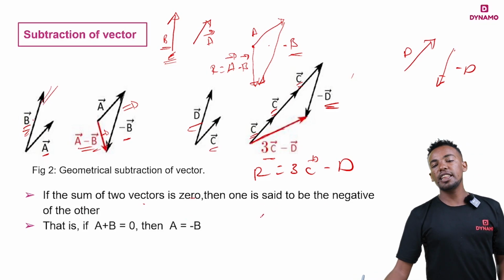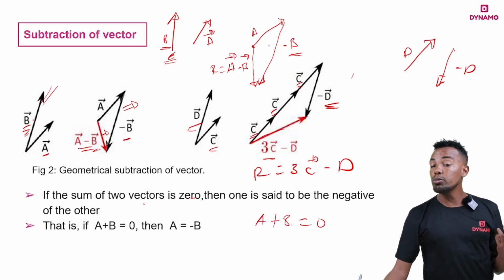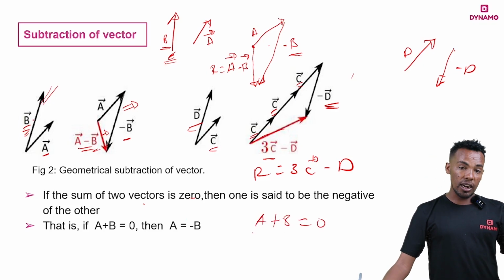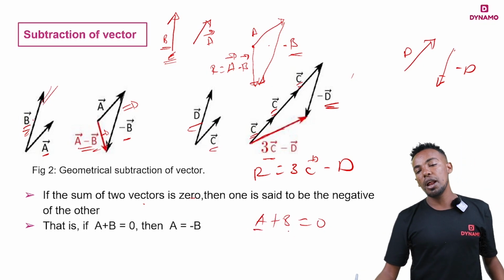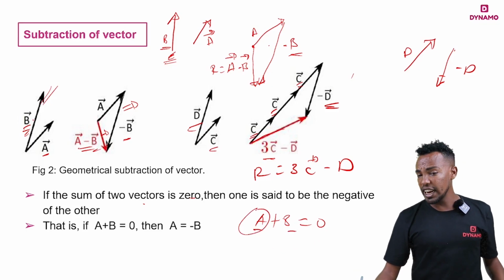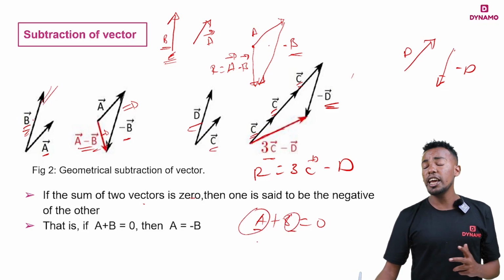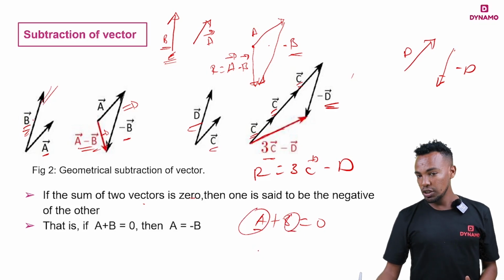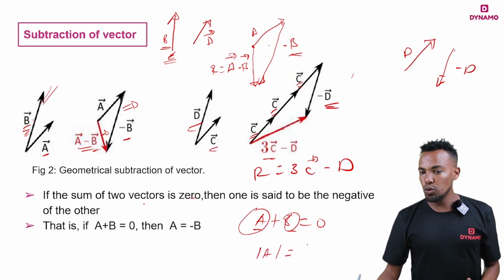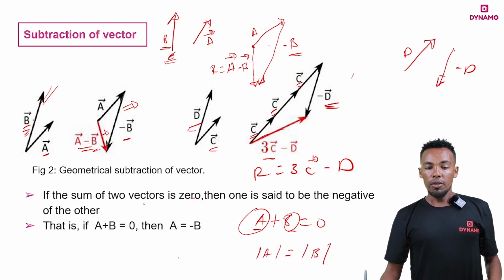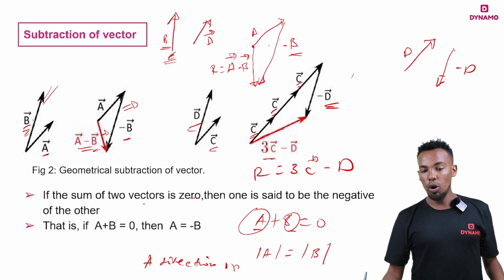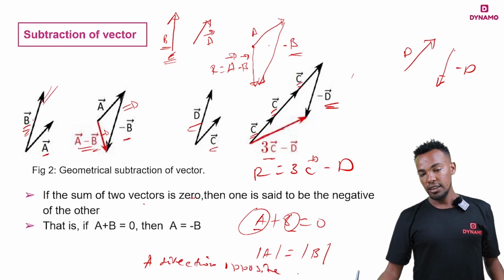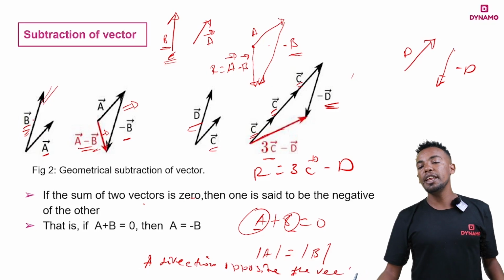Vector A plus vector B is equals to 0. What does that mean? Vector A and vector B are the same in magnitude but opposite in direction. So if A plus B is equals to 0, what about vector A and vector B? These two vectors have the same magnitude: the magnitude of vector A is equals to the magnitude of vector B. But the direction of vector A is opposite to the direction of vector B.